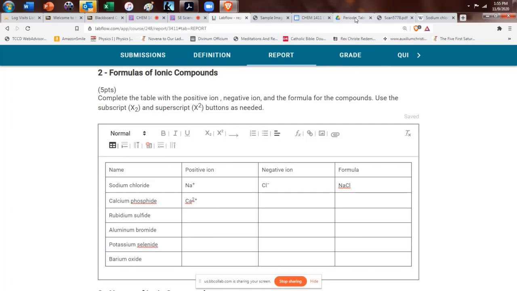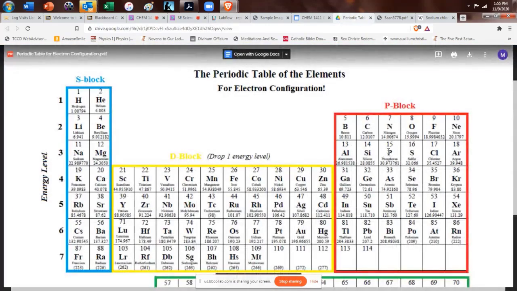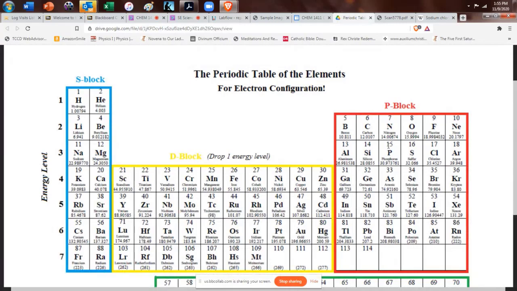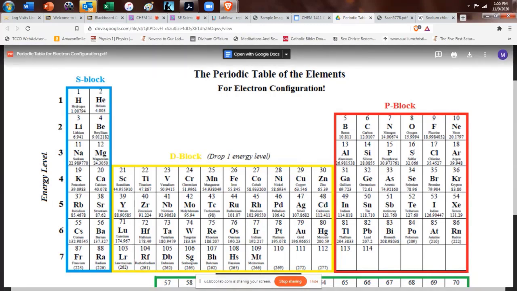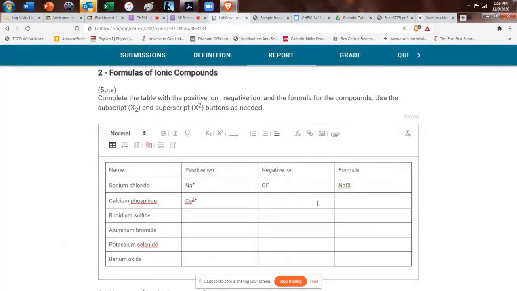Phosphide, if I look at the periodic table, phosphide is phosphorus. It has 15 electrons. The closest noble gas to phosphorus is actually argon, which has 18. So phosphorus is going to gain 3 electrons. Electrons are negative. It gains 3 negatives, so it'll be a 3- charge. Phosphorus will have a 3- charge here.